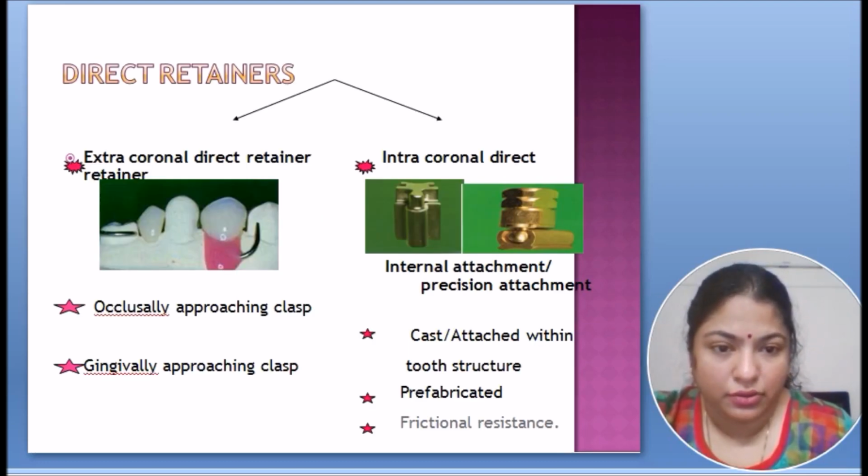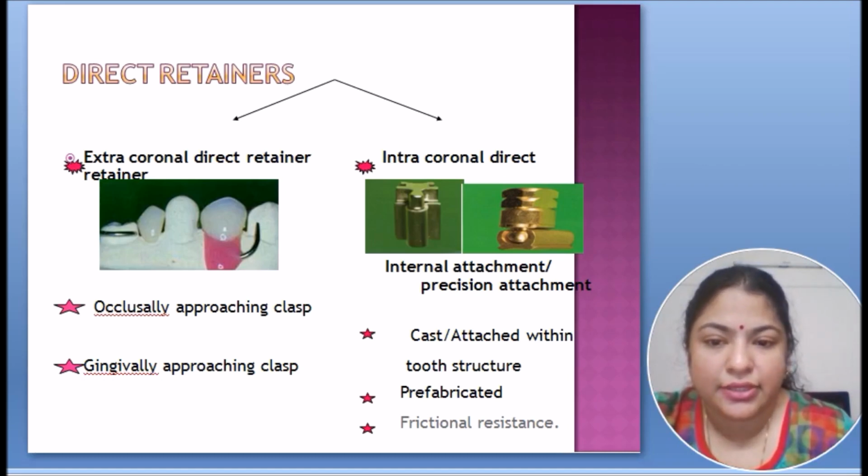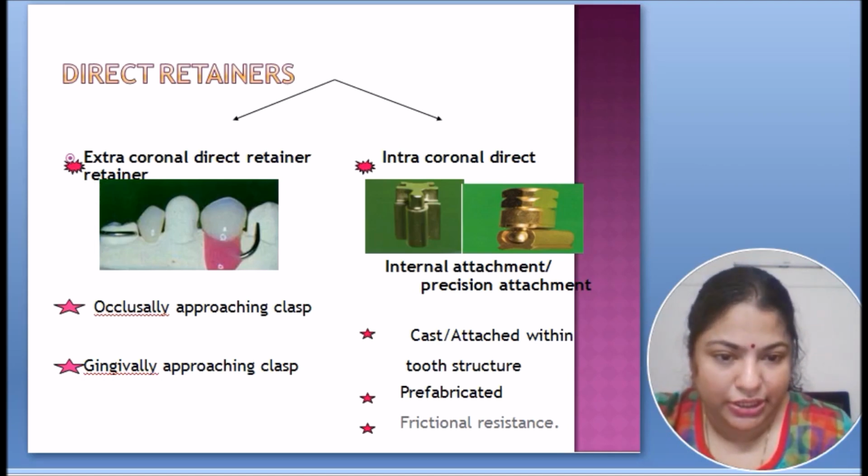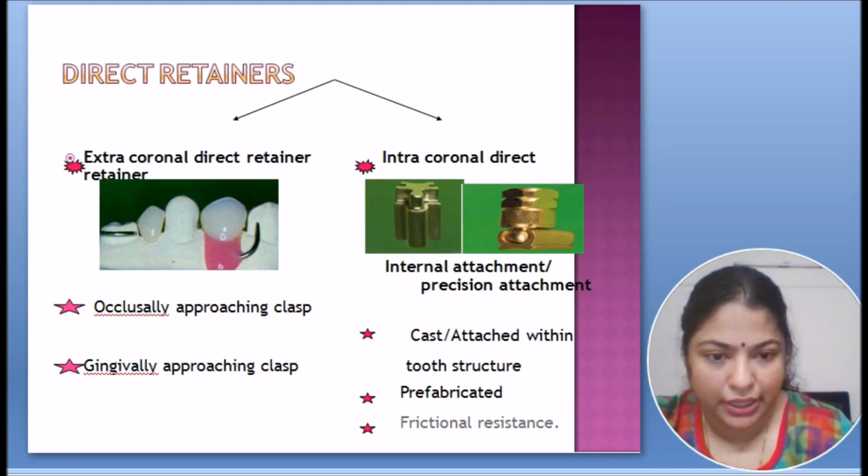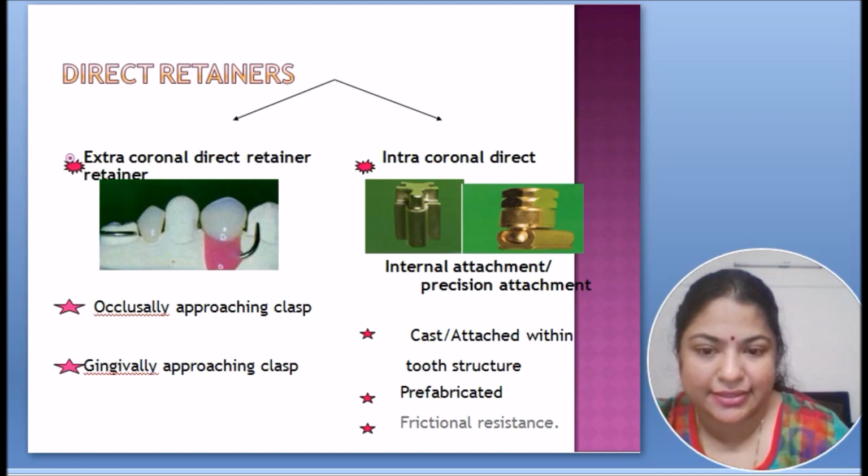So when you have an extracoronal direct retainer, it is an occlusally approaching clasp, and the second is the gingivally approaching clasp. Intracoronal direct retainers can be internal attachments and precision attachments, or cast attached within the tooth structure. They can be prefabricated, or friction, and also provide frictional resistance.